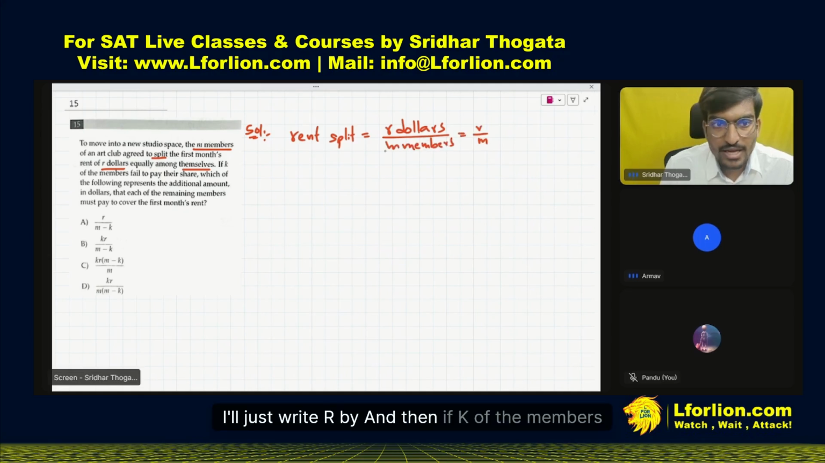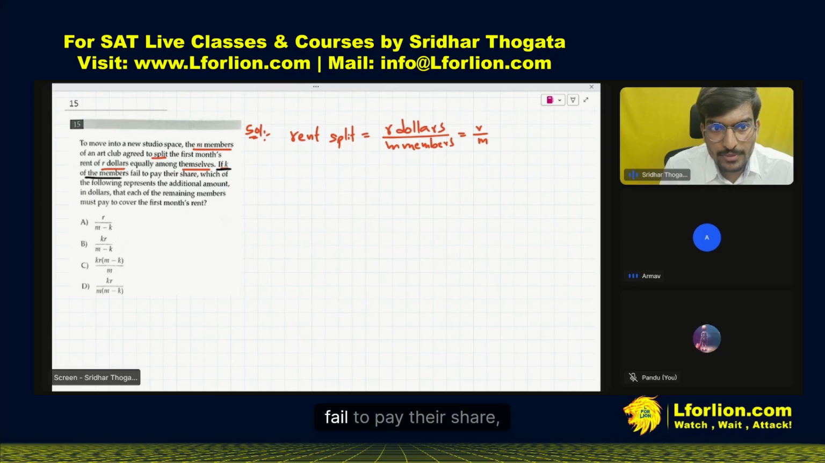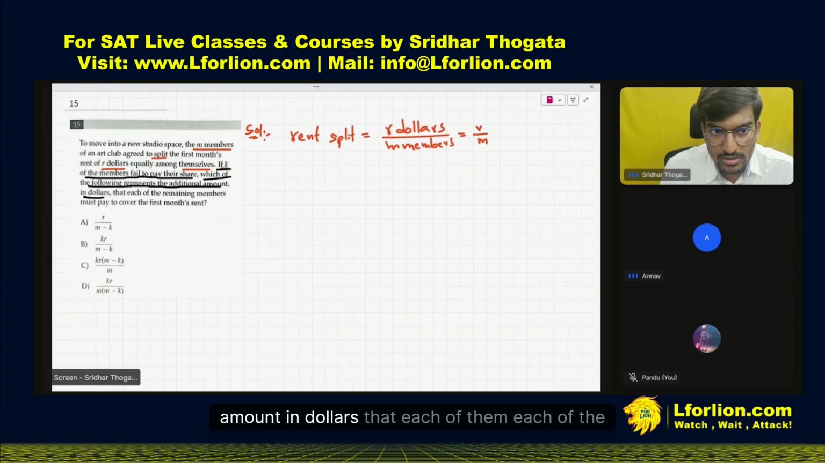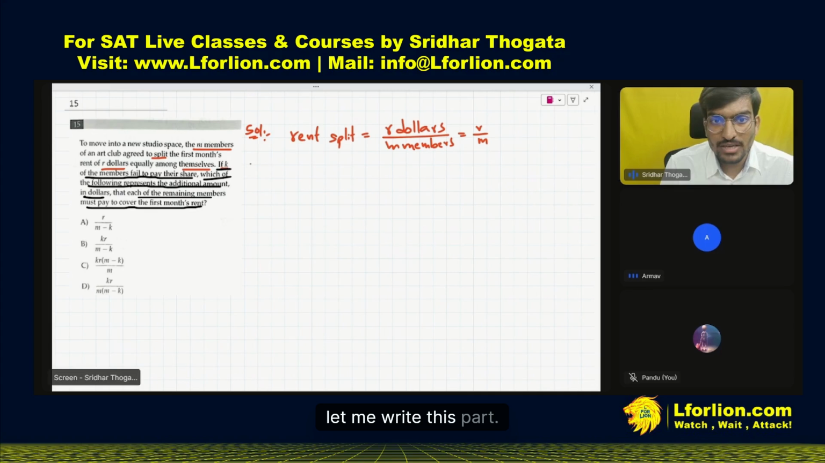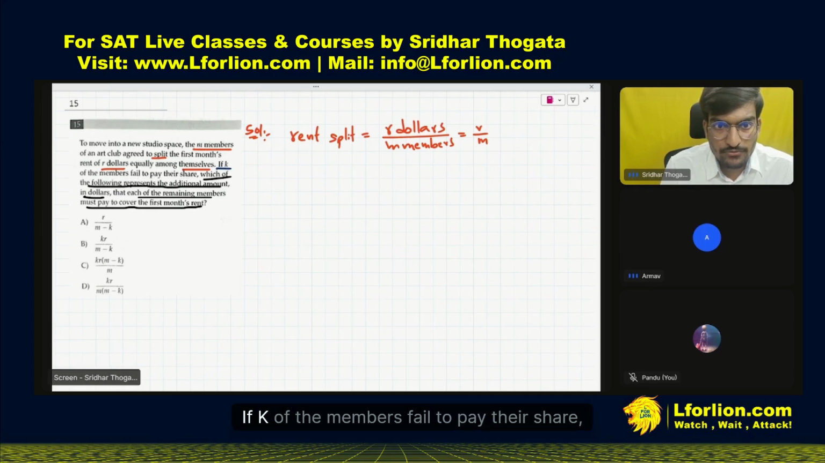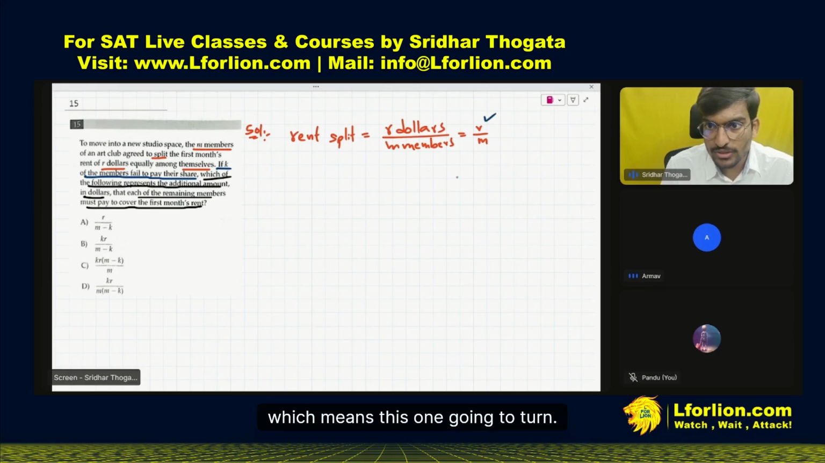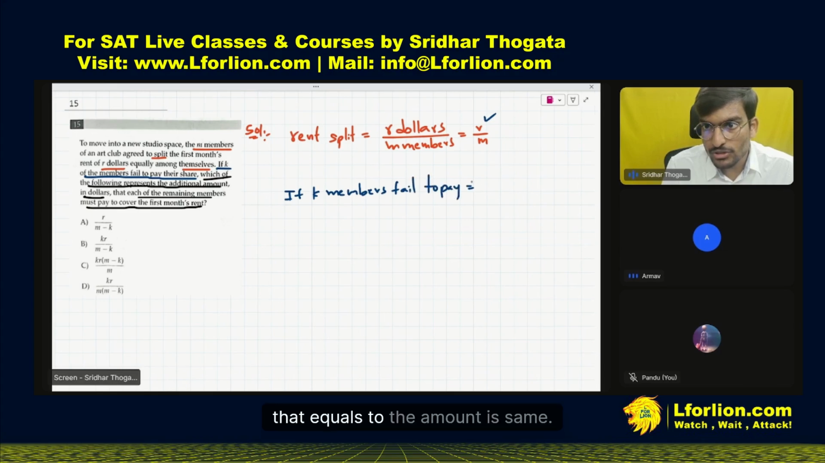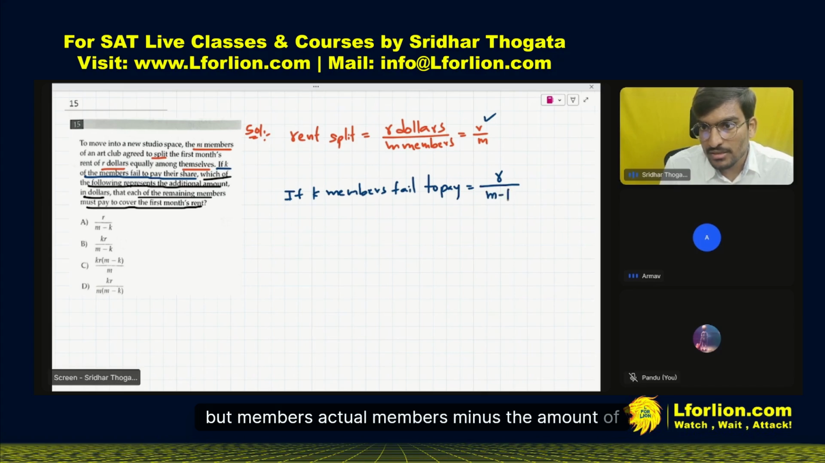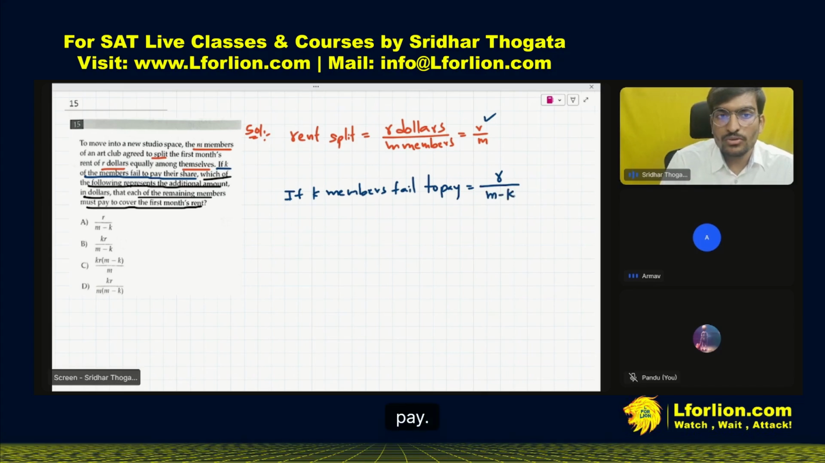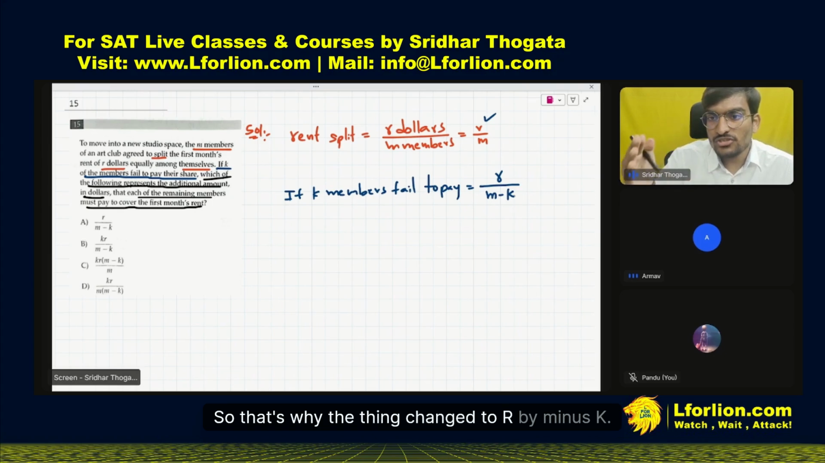I'll just write R by the members. And then, if K of the members fail to pay their share, which of the following represents the additional amount in dollars that each of the remaining members must pay to cover the first month's rent? First, let me write this part. If K of the members fail to pay their share, the amount R is the same, but the members become the actual members minus K members who are not going to pay. So that's why it changes to R divided by the members minus K.